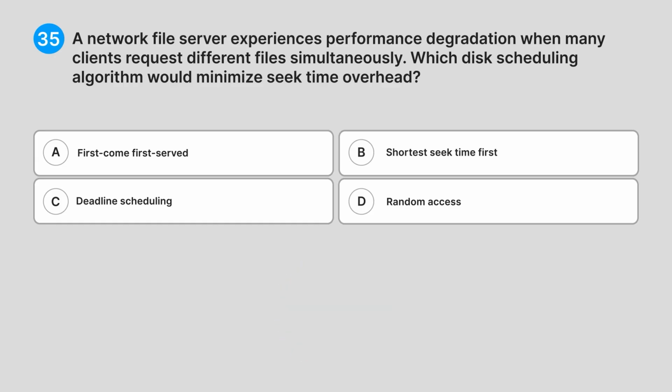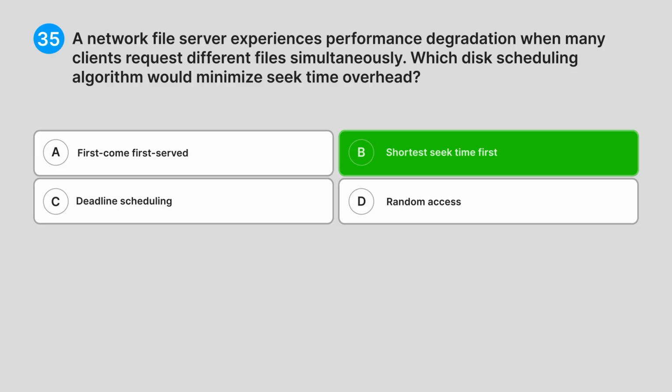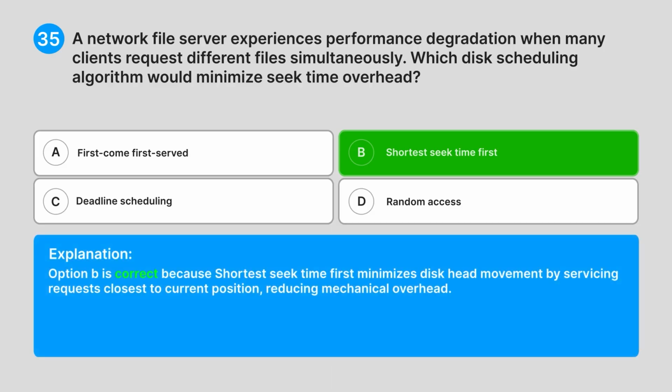Correct answer, B. Shortest seek time first. Explanation: option B is correct because shortest seek time first minimizes disk head movement by servicing requests closest to current position, reducing mechanical overhead.